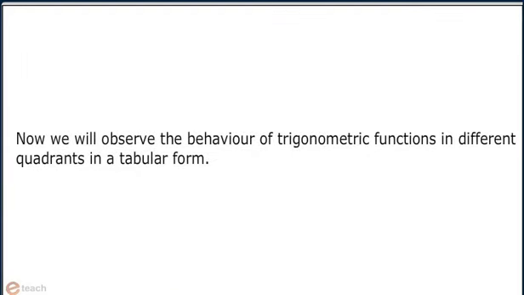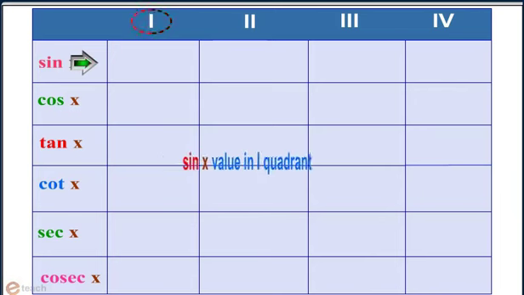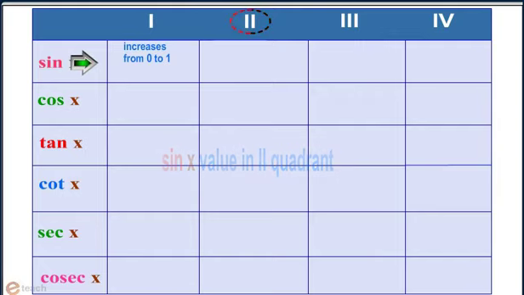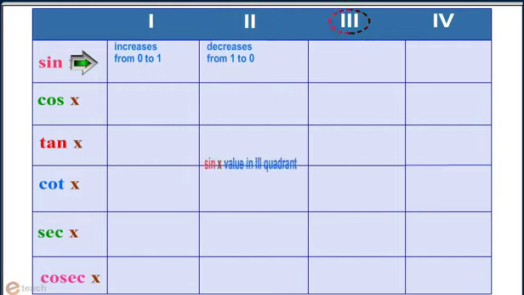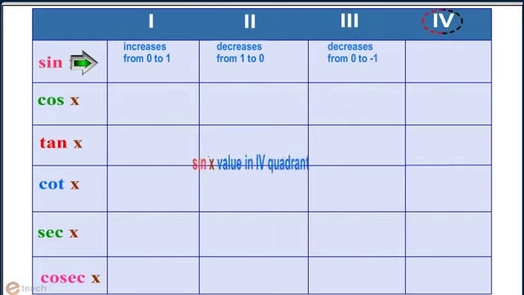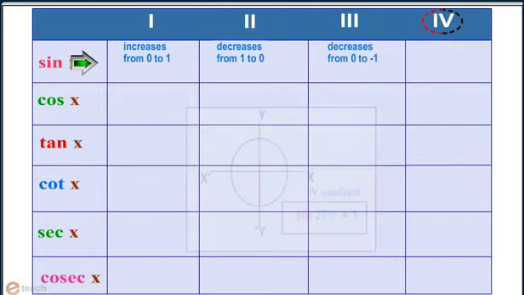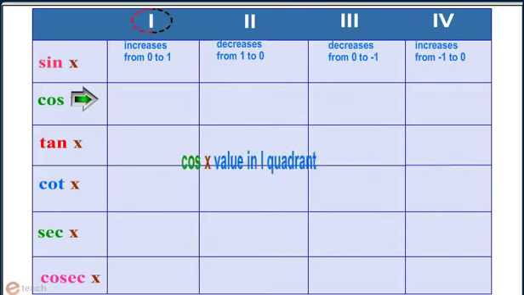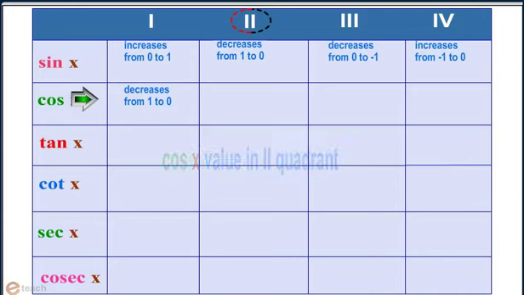Now, we will observe the behavior of trigonometric functions in different quadrants in a tabular form. So we have this table in which we have the behavior of sin x, cos x, tan x, cot x, sec x, and cosec x in the first quadrant, in the second quadrant, in the third quadrant, and in the fourth quadrant.